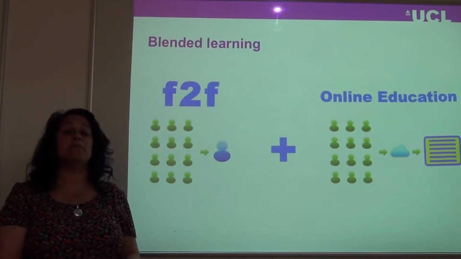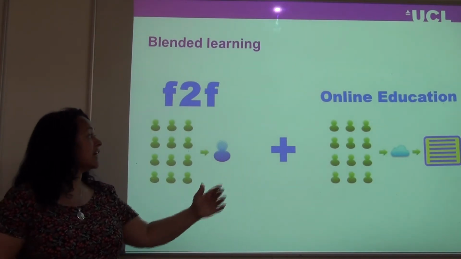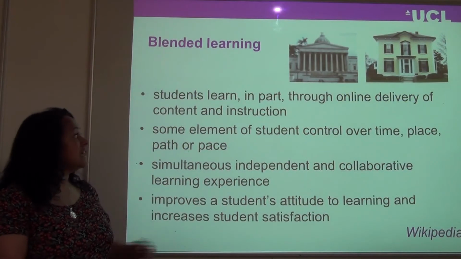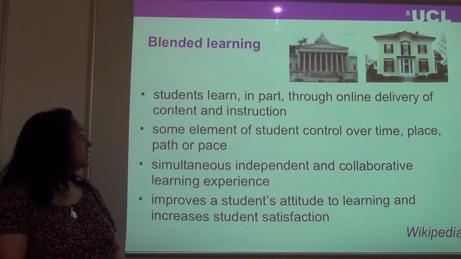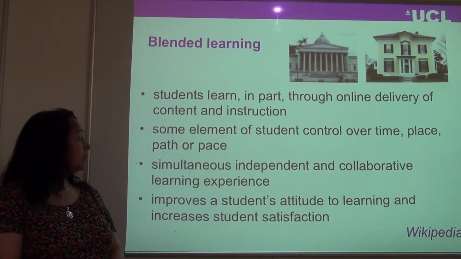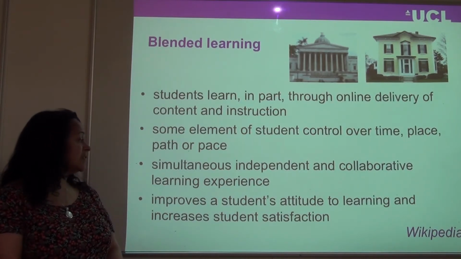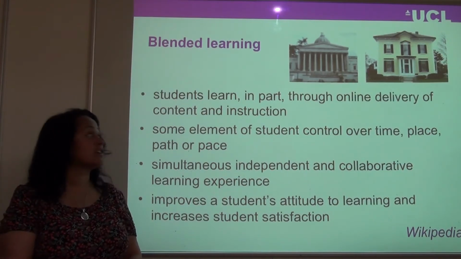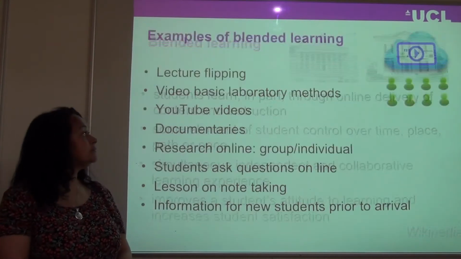Well, blended learning is simply a mix of the two, a mix of traditional face-to-face learning and online education. So the Wikipedia definition of blended learning is students learn in part through online delivery of content and instruction, some element of student control over time, pace, path or place, simultaneous independent and collaborative learning experience, and it improves the student's attitude to learning and increases student satisfaction. So they may want to do this at the university or in their own home.